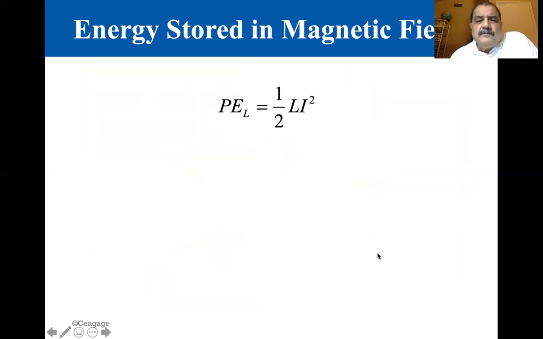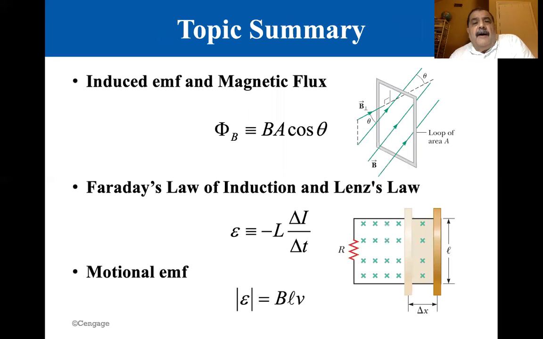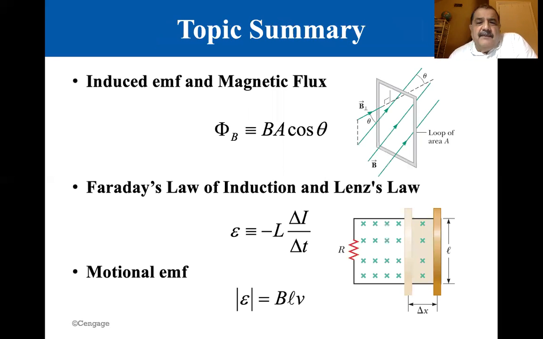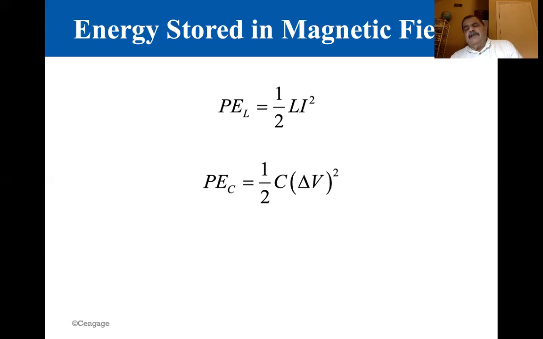Okay, energy stored in magnetic fields. The potential energy of an inductor is equal to 1/2 L I squared. The potential energy of a capacitor is 1/2 C delta V squared. And that's it. That's the end of the chapter. We have some topic summaries, and I'll include those. I usually include those on the quiz page. But that ends chapter 20.